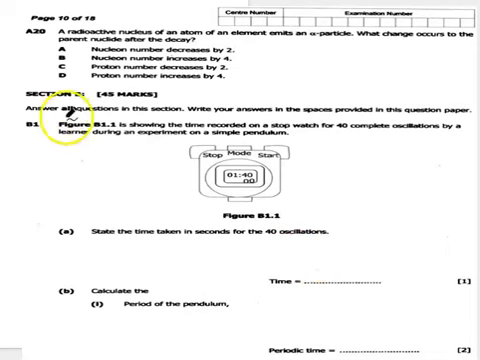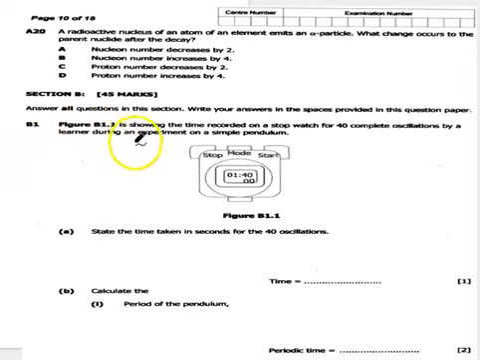Okay, so section B of this question paper consists of 45 marks, and the instruction says answer all questions in this section. Write your answers in the spaces provided in this question paper. So let's start with the question B1.